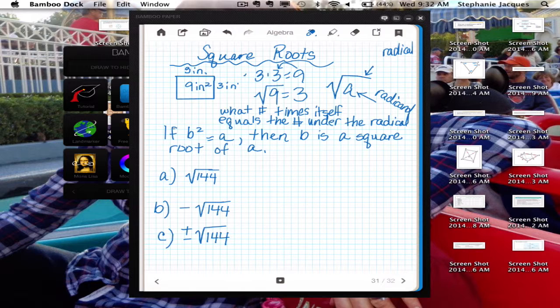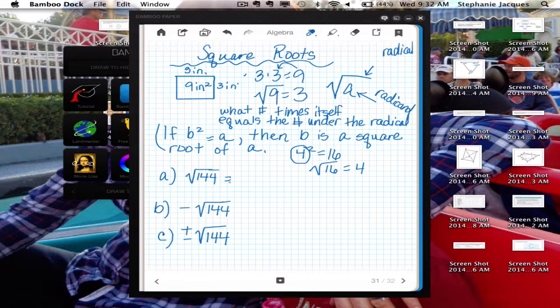One of the rules for the square root is: if b squared equals a, so let's say 4 squared equals 16, so 4 would be my b and 16 would be my a, then b, this number 4, is a square root of a. So if I did the square root of 16, I know that it's going to equal this number right here. Let's look at some examples.